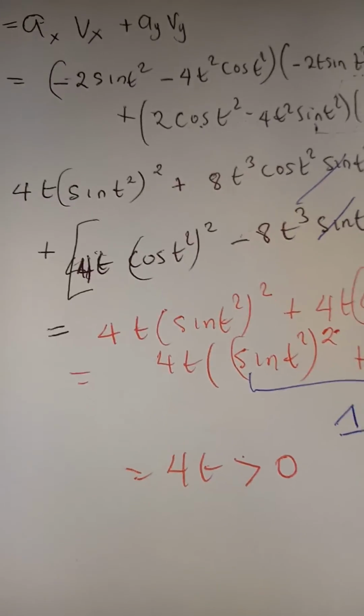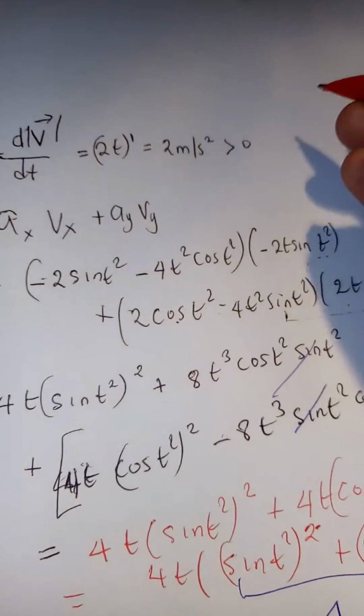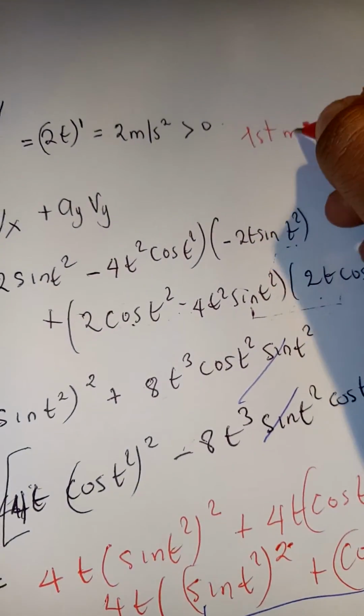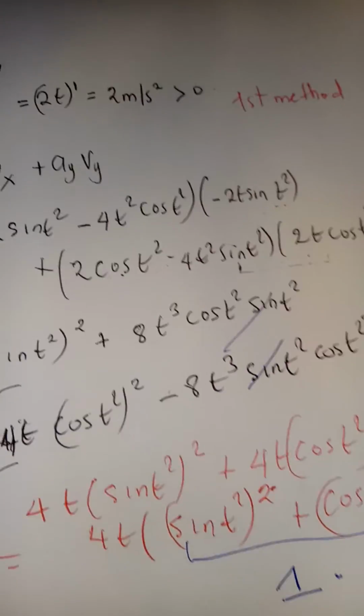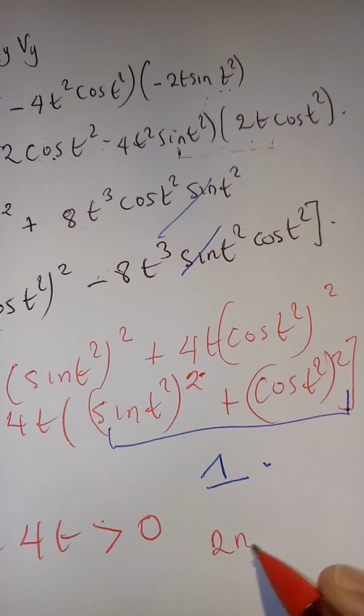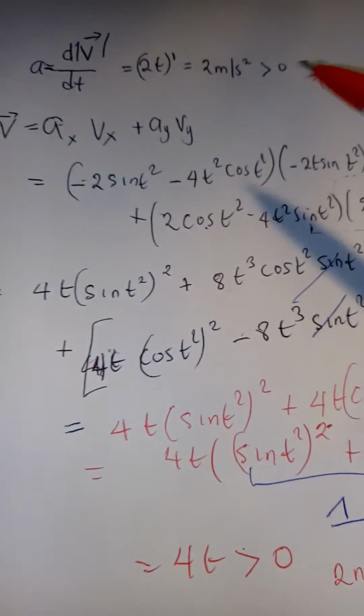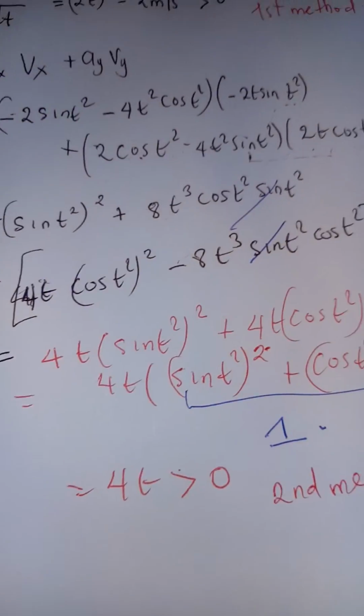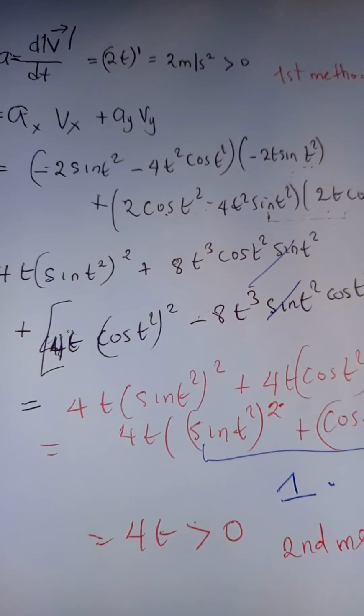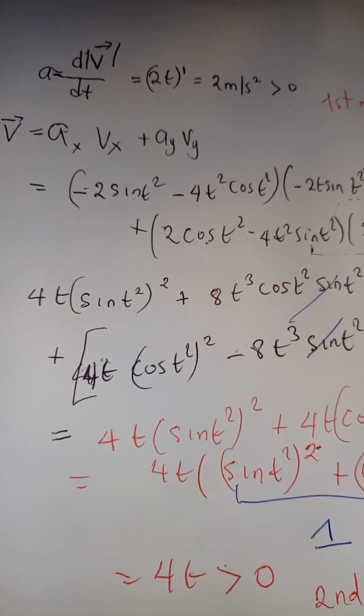Our first method, which is here, I'll write it here, first method, and then here we calculated is the second method. Either you derive this or you have this, and then you have your answer, and it's greater than 0, of course, so it's uniformément accéléré.